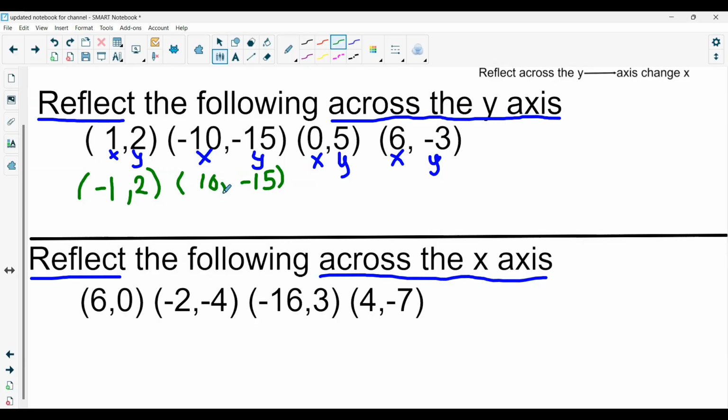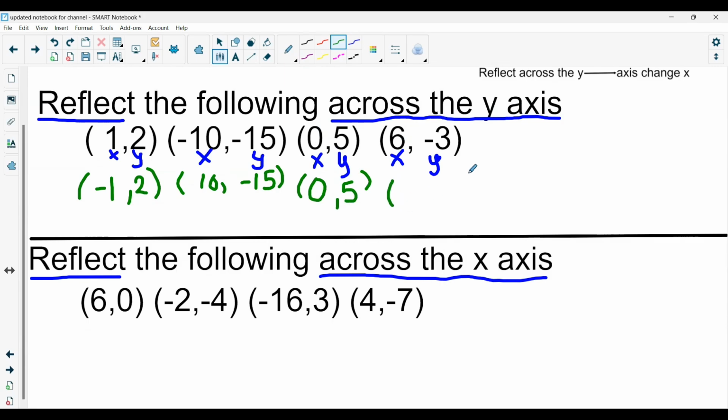So whatever it asks you for, write it down. That can make it easier too. Okay? Across the y-axis, so I'm just going to write my y down because that's what it's asking me to reflect across. And what's the opposite of 0? Can we change 0? There's no -0. We're just going to write 0. That stays the same. Okay?